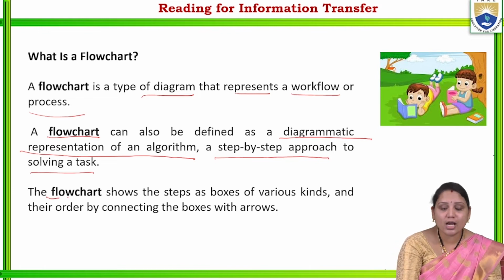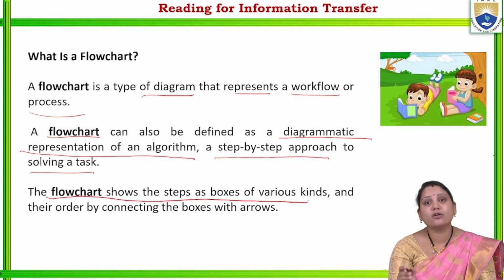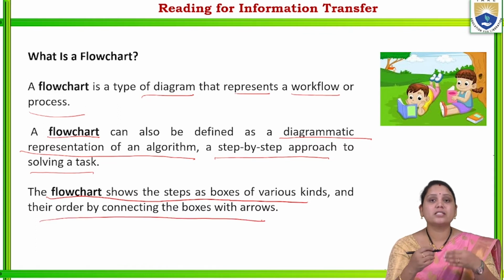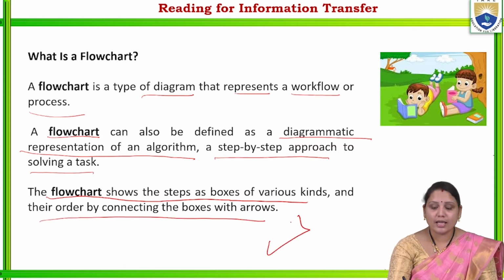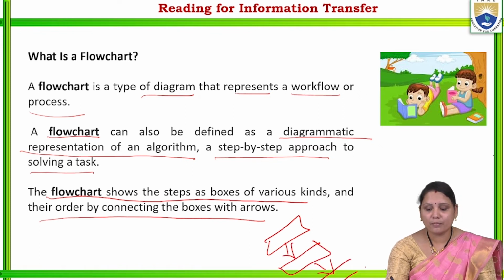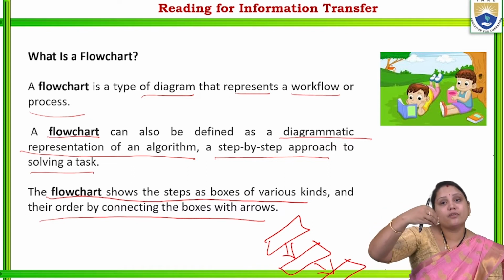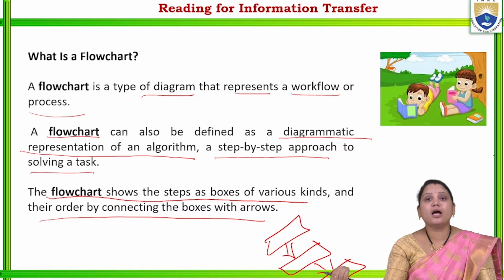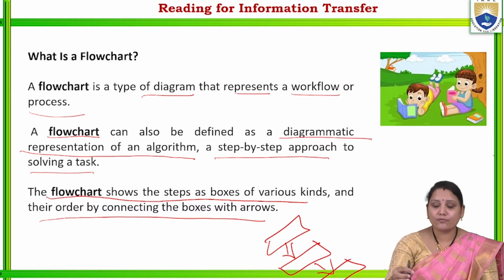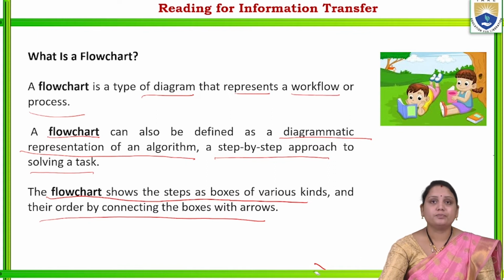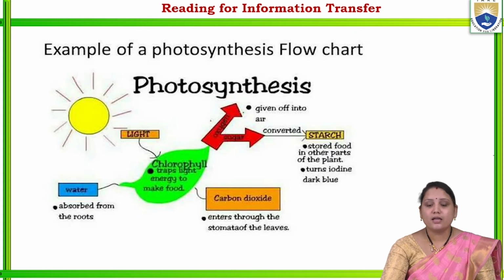Next, the flow chart shows the steps as boxes of various kinds and their order by connecting the boxes with arrows. Like this, one after the other, it will be segregated through the boxes such that each is connected with the one above and moves into the further process. So, flow charts are generally represented like this. Now, here is an example of a flow chart.